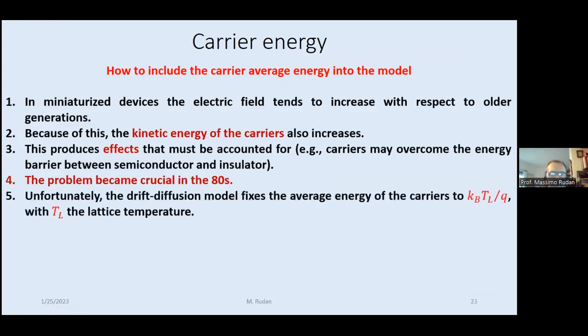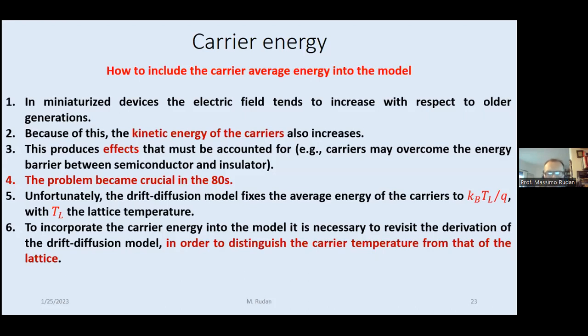In the 80s, another problem became crucial, that was the description of the energy of the electrons or the holes. It is important to describe such an energy because when the size of the devices becomes smaller and smaller, it may happen that the electric field in it, for instance along the channel of a MOS transistor, becomes larger, the energy of the carriers becomes also larger, and some carriers may be injected into the oxide because their energy is larger than that of the barrier between semiconductor and oxide. This feature is not described by the drift diffusion model, because the drift diffusion model fixes the average energy of the carriers to the lattice energy.